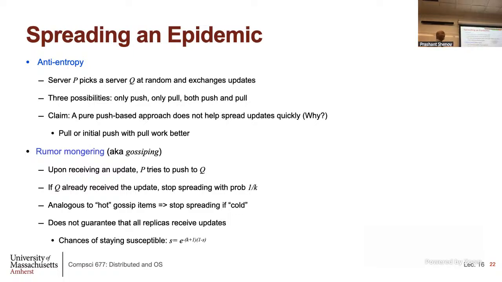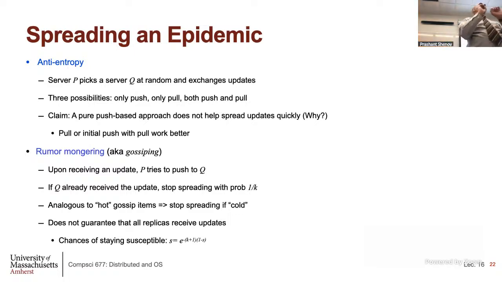But let's start with anti-entropy. So it's peer-to-peer exchange to spread updates. A server P is going to pick another server Q in our distributed system at random. Randomly, you pick a server Q, connect to the server, and then you can do one of three things.